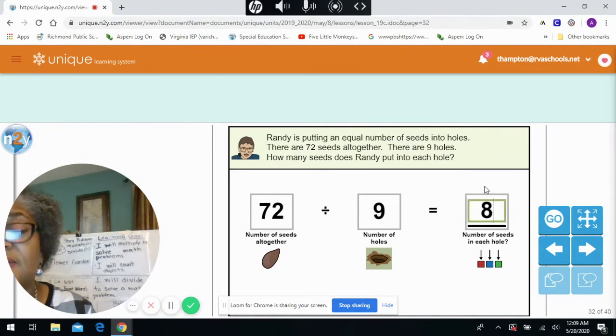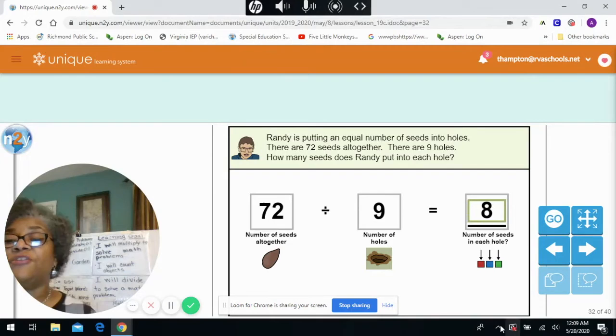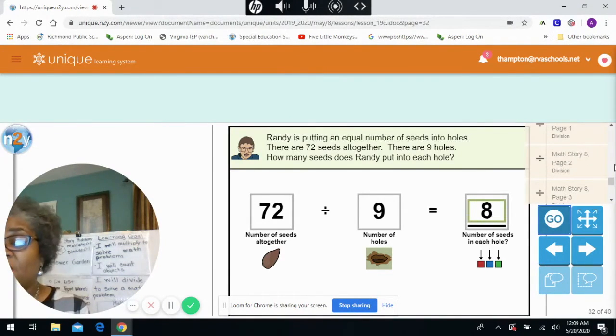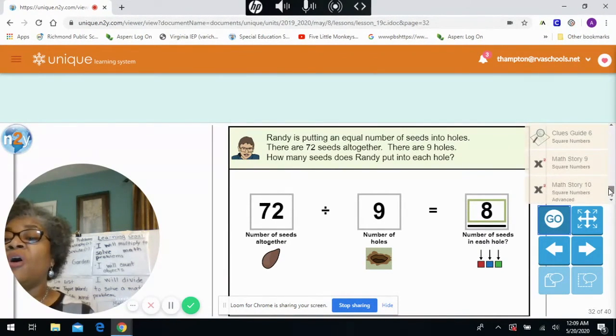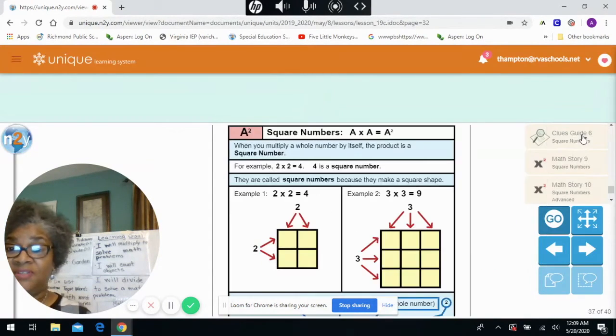Who got it? Yes, give yourself a high five. Let's keep it moving. You all are smart. You are very unique learners. Yes, let's keep going. All righty, let's go. Okay, so we're going to talk about square numbers. All righty, let's go over our clue guide here.